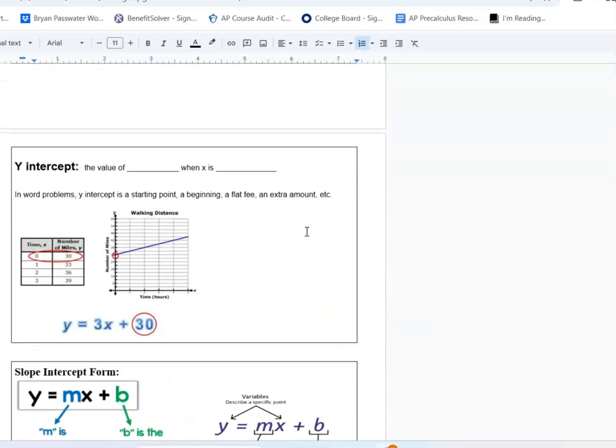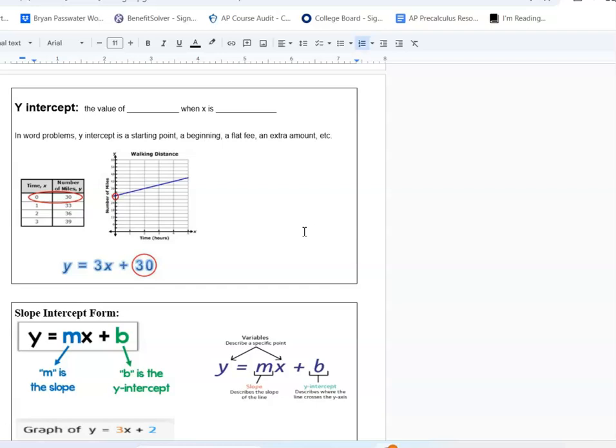No. All right, next thing, hopefully you've been taught this a few times in the past: what is a y-intercept? A y-intercept is the value of y when x is 0.